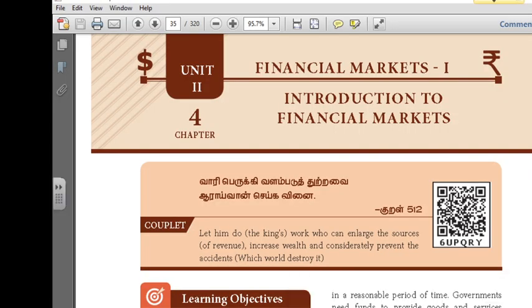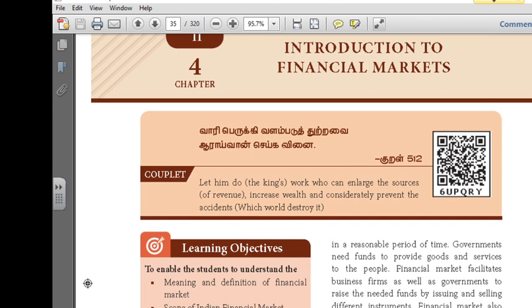Good morning, students. In this session, we are going to see the second unit in commerce of fourth chapter, that is Financial Market 1. In this fourth chapter, we are going to see about the introduction to financial market. What are the learning objectives of this chapter?